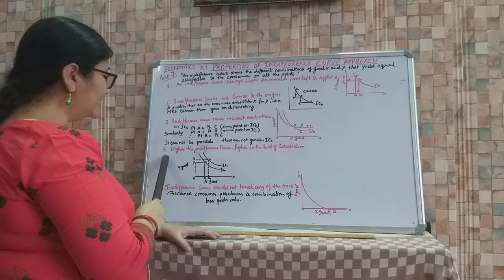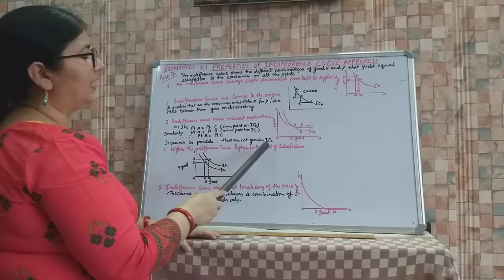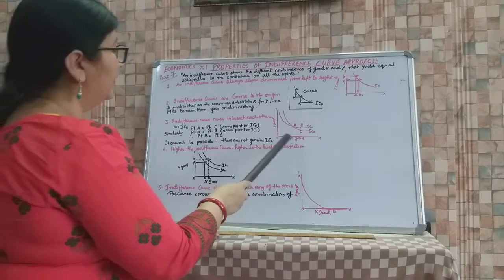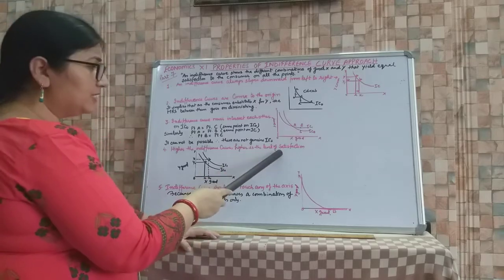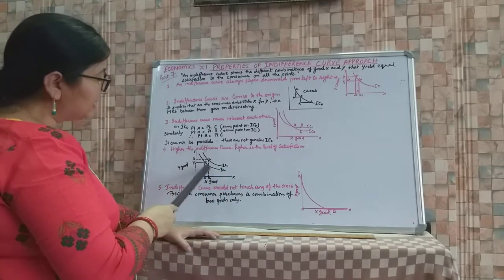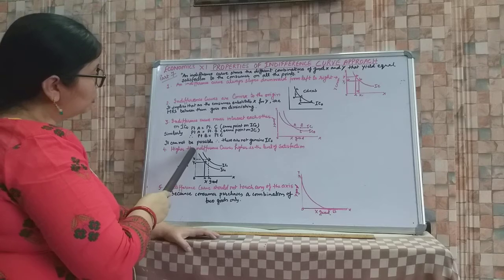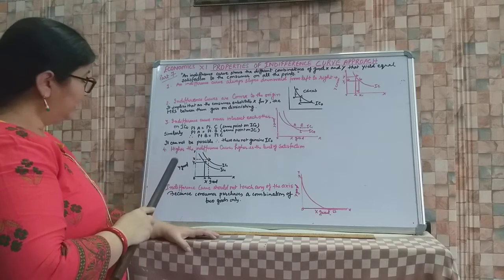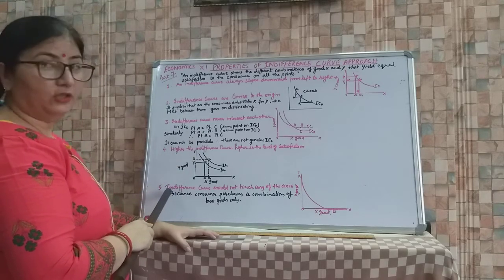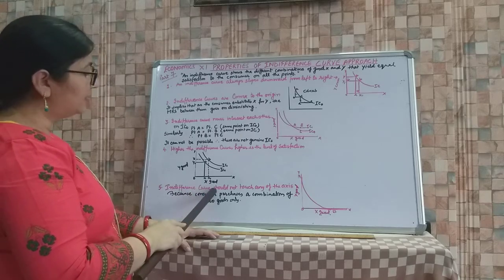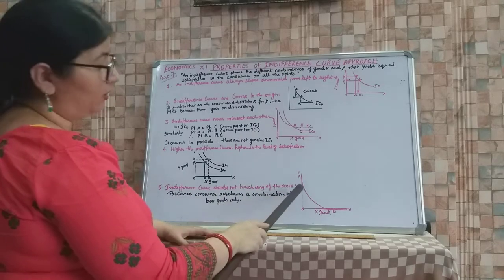Then the fourth one is the higher the indifference curve, the higher the level of satisfaction. In the previous point I told you that as we go higher we can consume more of both the goods. Then the last one but not the least, an indifference curve should not touch any of the axes.